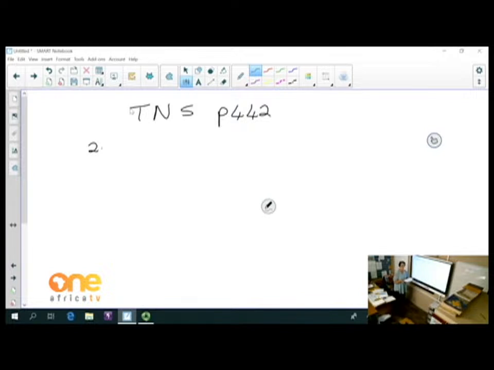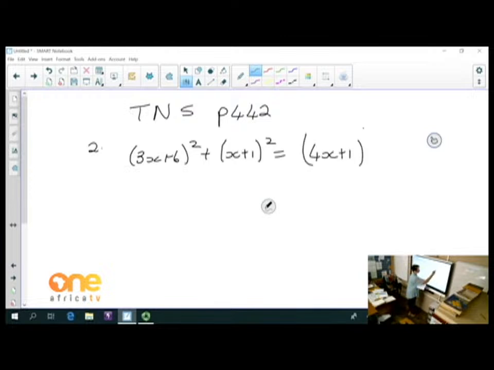Now, before we can do that, we need x. We need to know the value of x. And the only thing that we have here is Pythagoras. So we can say that 3x plus 6 squared plus x plus 1 squared is equal to 4x plus 1 squared. There's your Pythagoras that we do. So now we have to multiply this out.